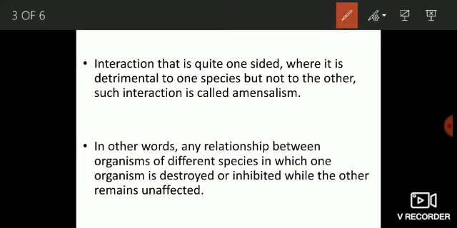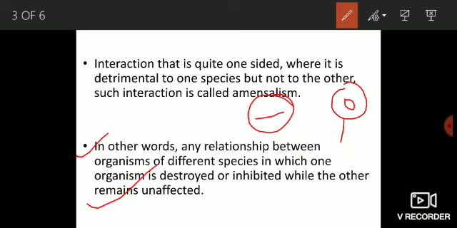Okay? Simply stated, if one population or one organism is getting a negative and another organism is getting a zero, that means it is neither benefited nor harmed, that type of ecological interaction or population interaction is known as Ammensalism. Or there is one more definition: any relationship between organisms of different species. Remember, son, between organisms of different species, the species must be different, in which one organism is destroyed or inhibited while the other one remains unaffected. Okay? This is the other way of explaining Ammensalism.